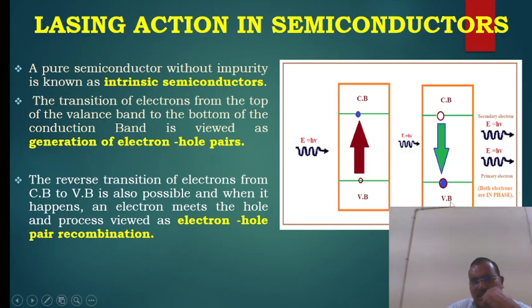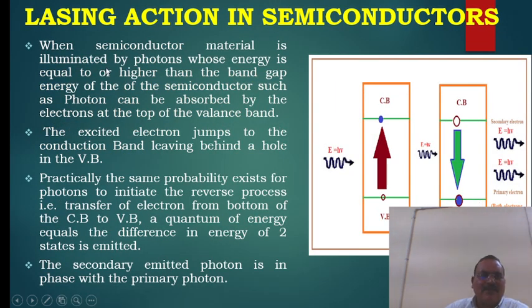Now it goes to the valence band by liberating two photons. One is the primary photon along with the secondary photon, and both are in phase. This is basically how the lasing action takes place in the semiconductor. This is the basic diagram. The semiconductor material is illuminated by photons whose energy is equal to or higher than the band gap, then the photon can be absorbed. I have cleared this all to you.